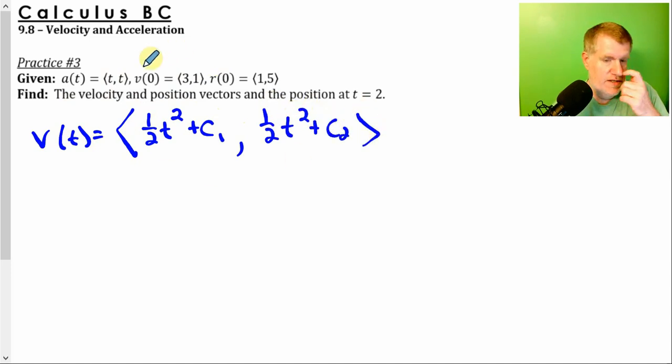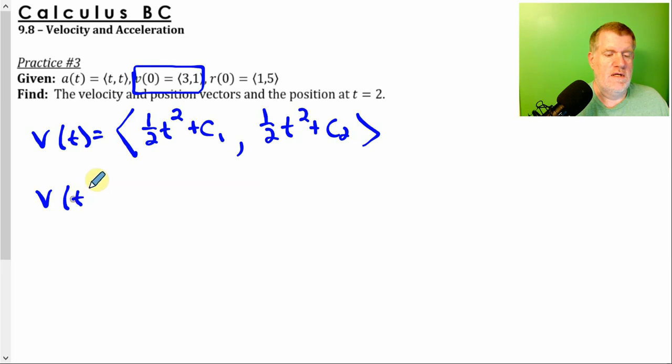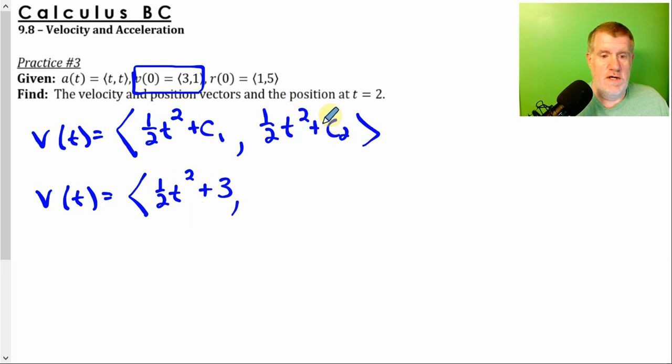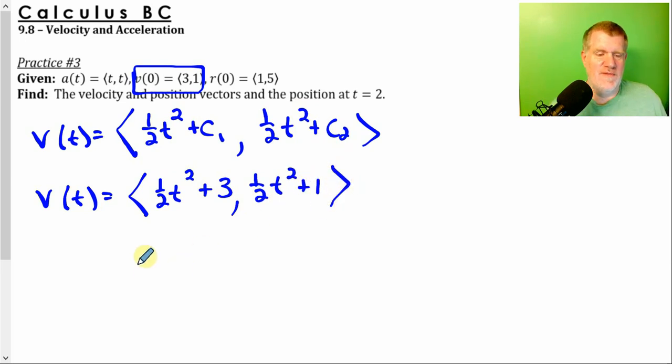Again, luckily, they give us v of 0. So at time 0, this should be at 3. So very conveniently, thank you, book. I got these right from the book. That's 3. Same thing here. When t is 0, the position should be 1. Makes that constant equal to 1. Excellent. Okay, so there's our velocity vector.